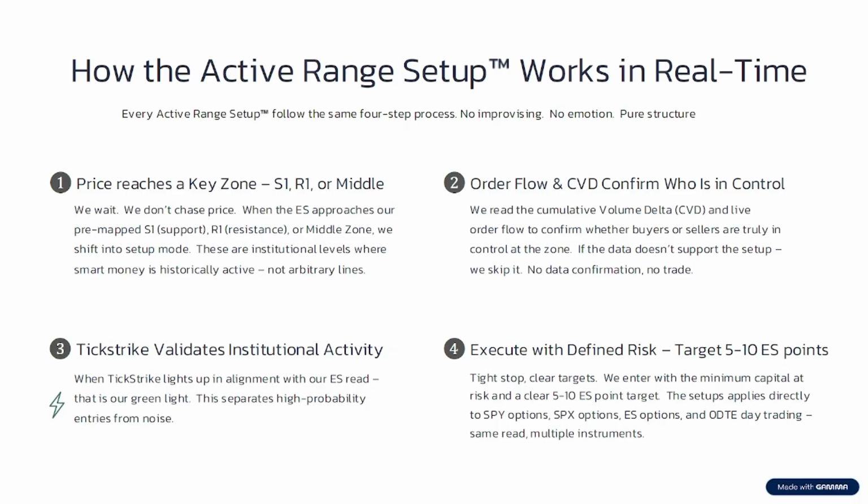And number 4, we execute with defined risk, targeting 5 to 10 ES points. We use a tight stop with clear targets. We enter with the minimum capital at risk, and we look for a 5 to 10 point ES target. The setup applies directly to SPY options, SPX options, ES options, and 0DTE day trading. It's again the same read, but we can use it on multiple instruments. We begin scaling out at 5 points profit, moving our stop on remaining orders up to break even. Once we hit 8 to 10 points, we scale out again, moving our stop on remaining orders up to 5 points profit. Where a trader decides to sell or place their stop is completely up to them.